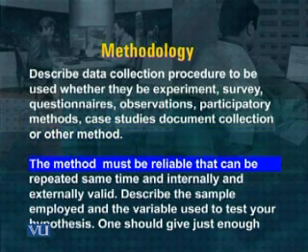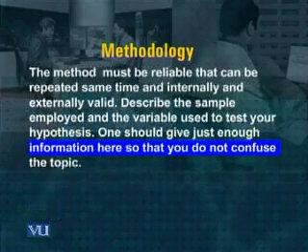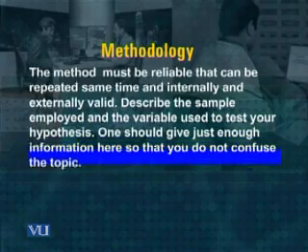When we have finished discussing the parts, the method must be reliable. It means that if they are repeated, they come up with the same result. That's why they must be reliable. Anyone doing the same research somewhere should have the same answers. So the method, whatever you choose, should be reliable and internally and externally valid. Describe the sample employed and the variable used to test your hypothesis.